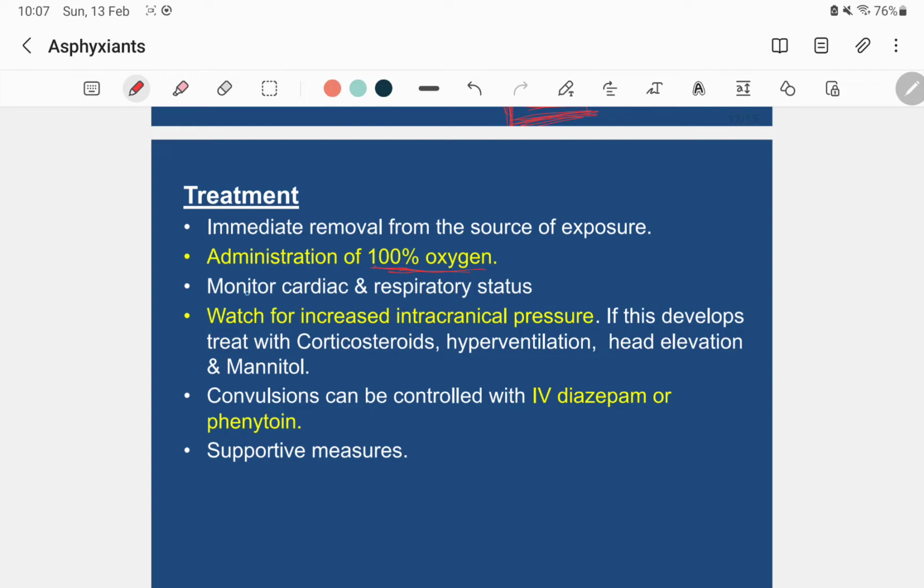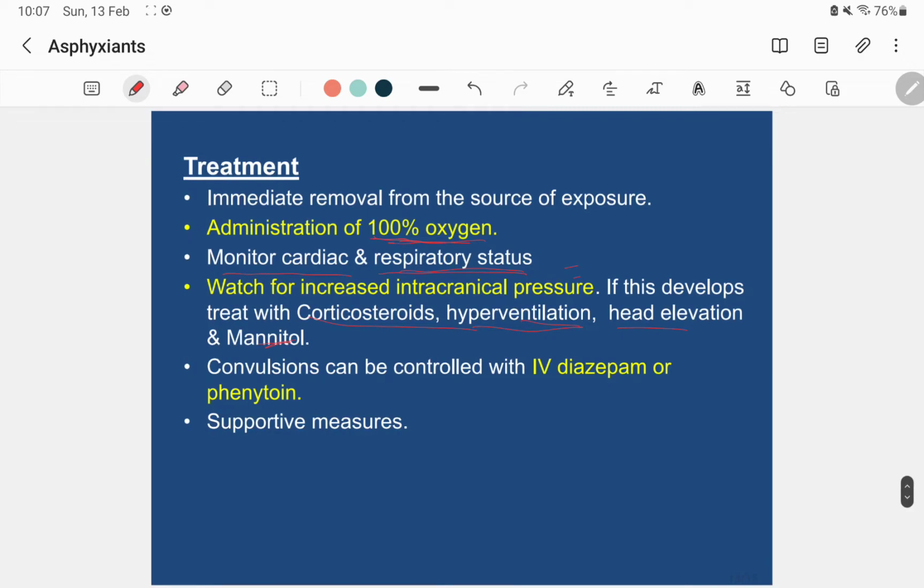Okay, and then oxygen is deprived more in the heart and the brain, right? So what we have to do is cardiac monitoring and respiratory status monitoring. And then ICP, intracranial pressure, is increased. Okay, if this intracranial pressure is increased, what do we do? Corticosteroid is given, hyperventilation, and then mannitol, and then head elevation is done.